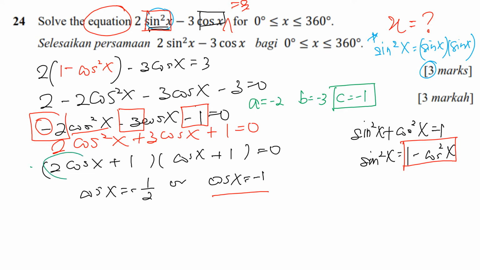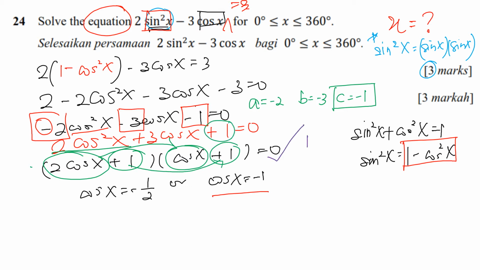When I expand this, 2 cos x times cos x, I get my 2 cos squared x. When I multiply plus 1 and plus 1, I get +1. Yes, then you are qualified for the first mark here for factorization. Then you go to your answer. But remember, the question is asking for the value of x in terms of degree.